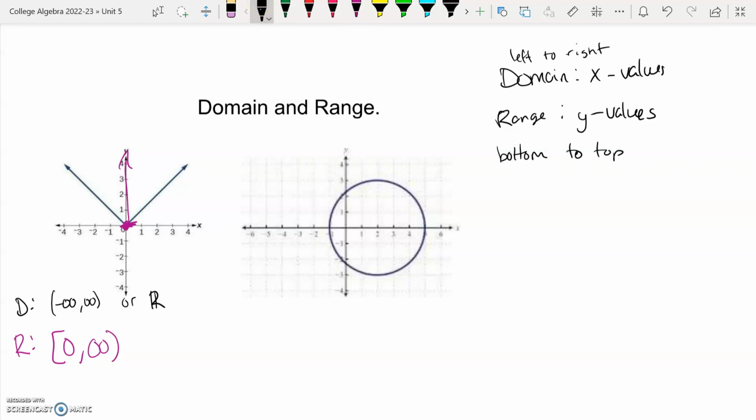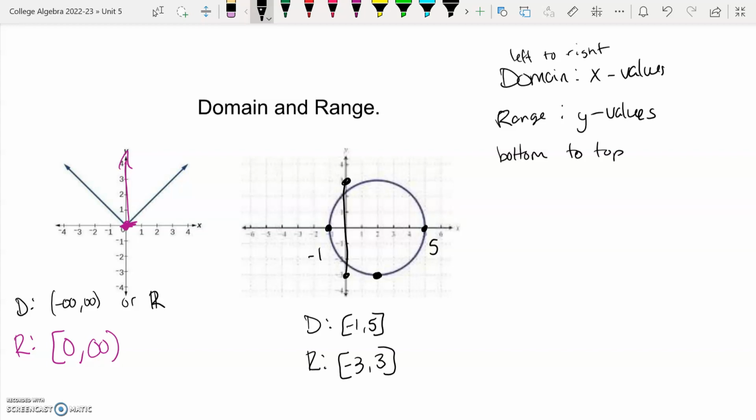All right, if I give you a circle, domain of a circle, how far left does this go? Well, it goes to -1. How far right does it go? Well, it goes to 5. And again, those are closed circles, those are points, so I have to use a bracket to include them. Range is bottom to top, so I go on the y-axis, bottom to top. So that's -3 to 3. And again, I have to use brackets because those are closed circles.